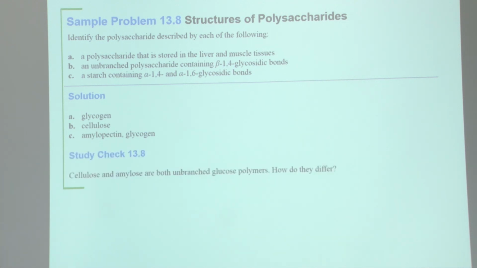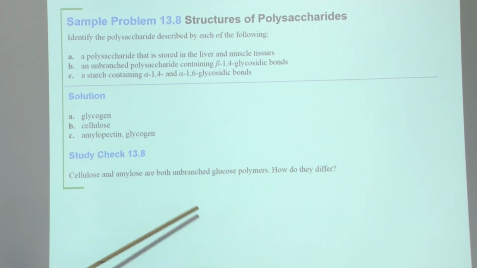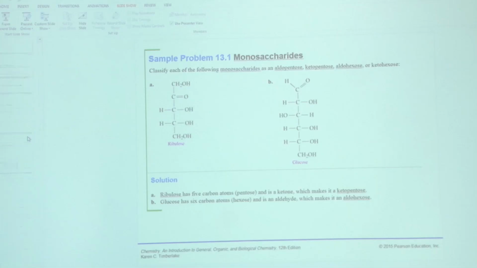So reviewing, cellulose and amylose are both unbranched glucose polymers. How do they differ? Cellulose has beta 1,4 glycosidic bonds, and amylose has alpha 1,4 glycosidic bonds. And that is the main point on which they differ. Both are glucose polymers, but they differ in the linkage of the glucose monomers: beta 1,4 for cellulose and alpha 1,4 for amylose.